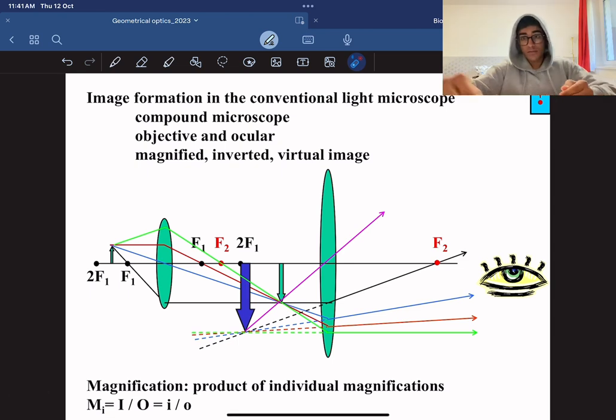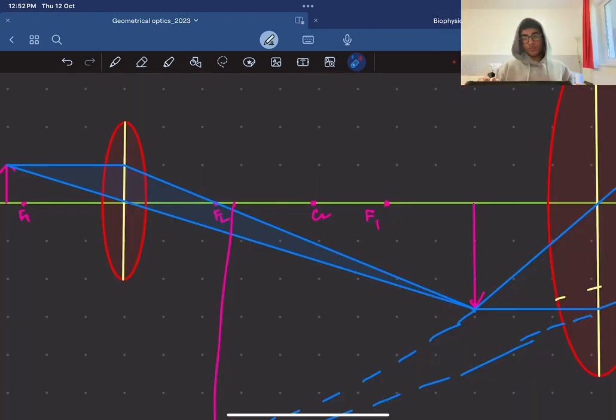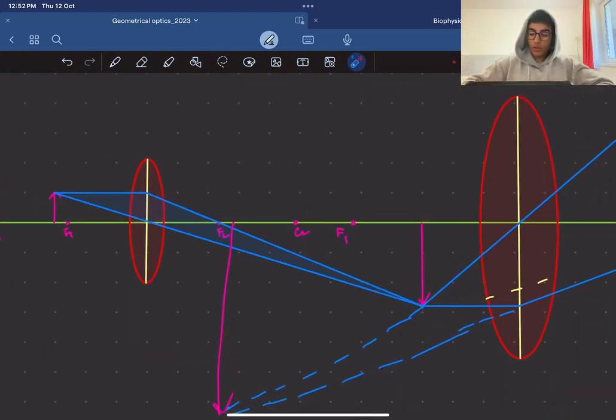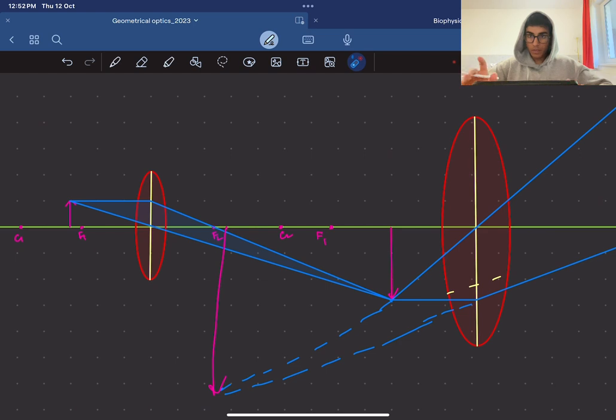I'll come back soon. Okay, so now let's start with microscopy. First we're going to do light microscopy, and simple: how a simple light microscope works.